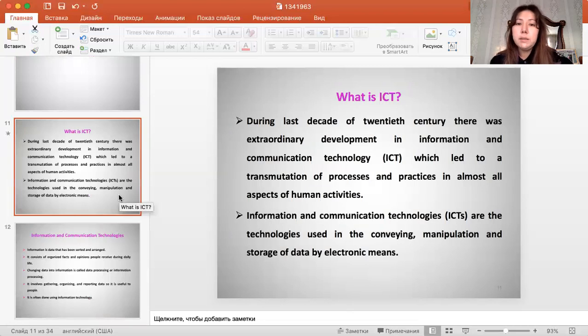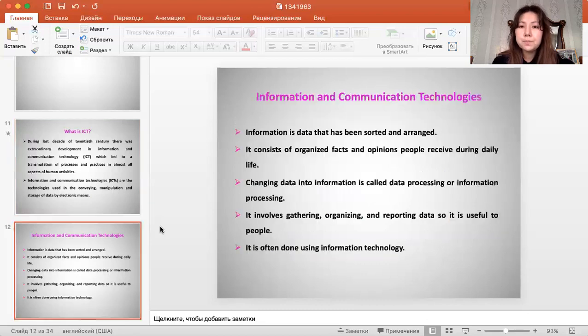What is ICT? During the last decade of the 20th century, there was extraordinary development in information and communication technology, which led to transformation of processing practices in almost all aspects of human activities. Information and communication technologies are the technologies used in the conveying, manipulation, and storage of data by electronic means.